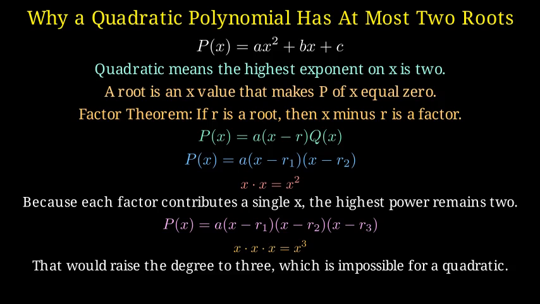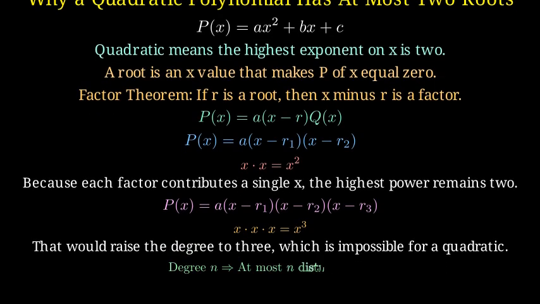More generally, a polynomial of degree n can have at most n distinct roots because each root brings in exactly one linear factor. Since quadratics have degree 2, the maximum number of distinct roots they can have is 2.